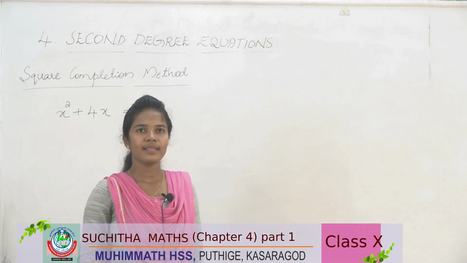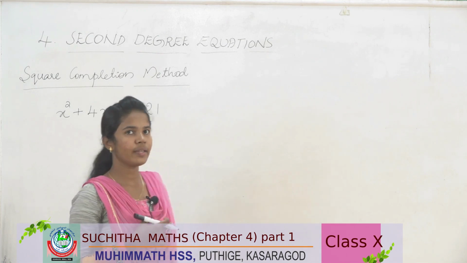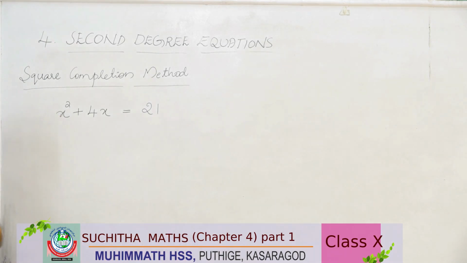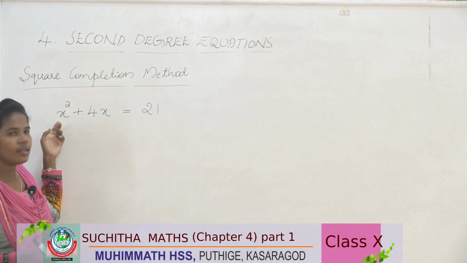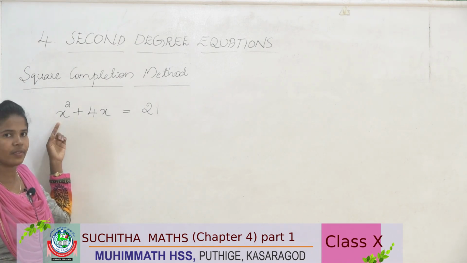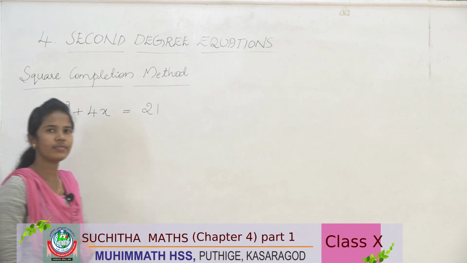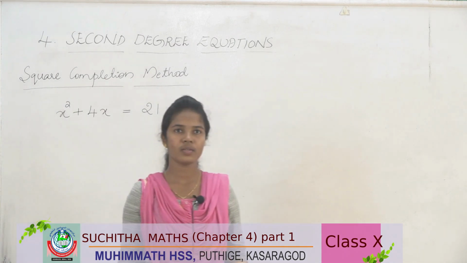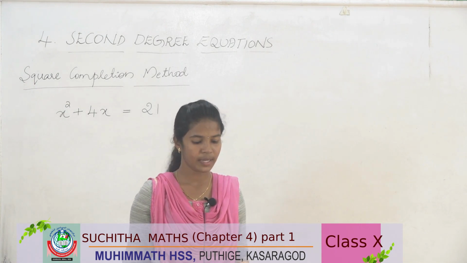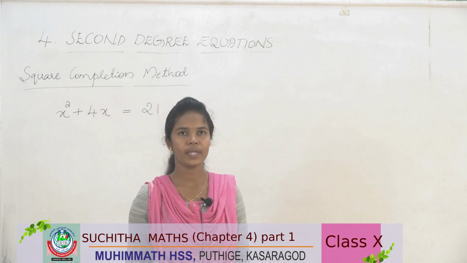Okay. Our next topic is the square completion method. Listen, here it is a second degree equation. Here the highest power of x is 2, so it is a second degree equation. So how can we find the value of x through a second degree equation? By using the square completion method.